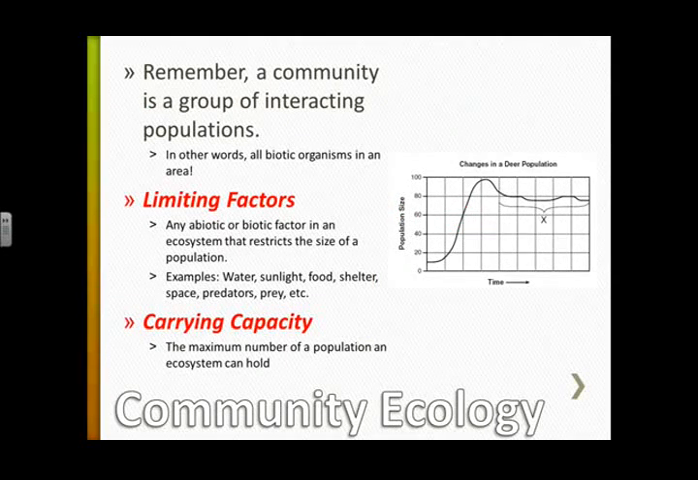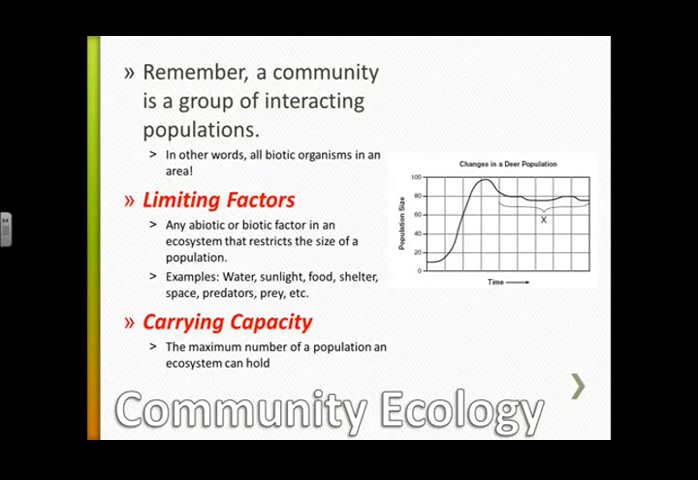So if you remember, a community is a group of interacting populations. In other words, all the biotic organisms in an area. Now these organisms cannot just grow indefinitely. There is something called limiting factors, and that is any abiotic or biotic factor in an ecosystem that restricts the size of a population. Some examples are water, sunlight, food, shelter, space, predators, prey. All of that can cause your population to change.